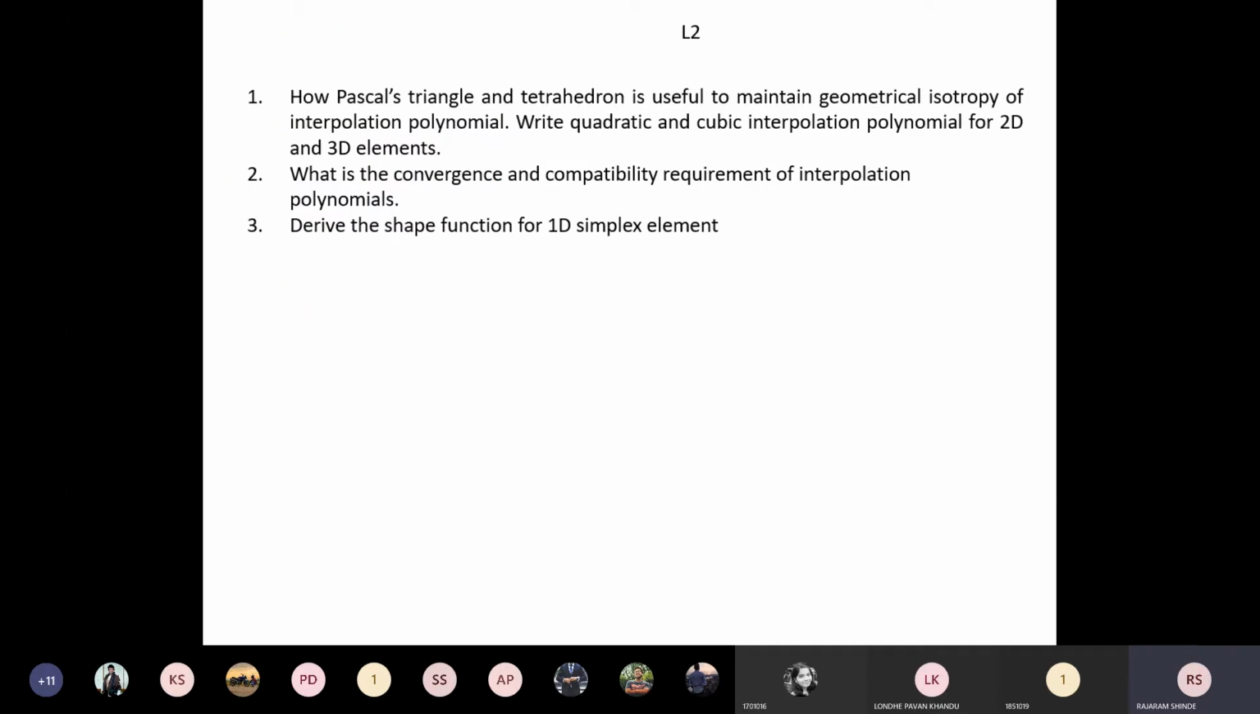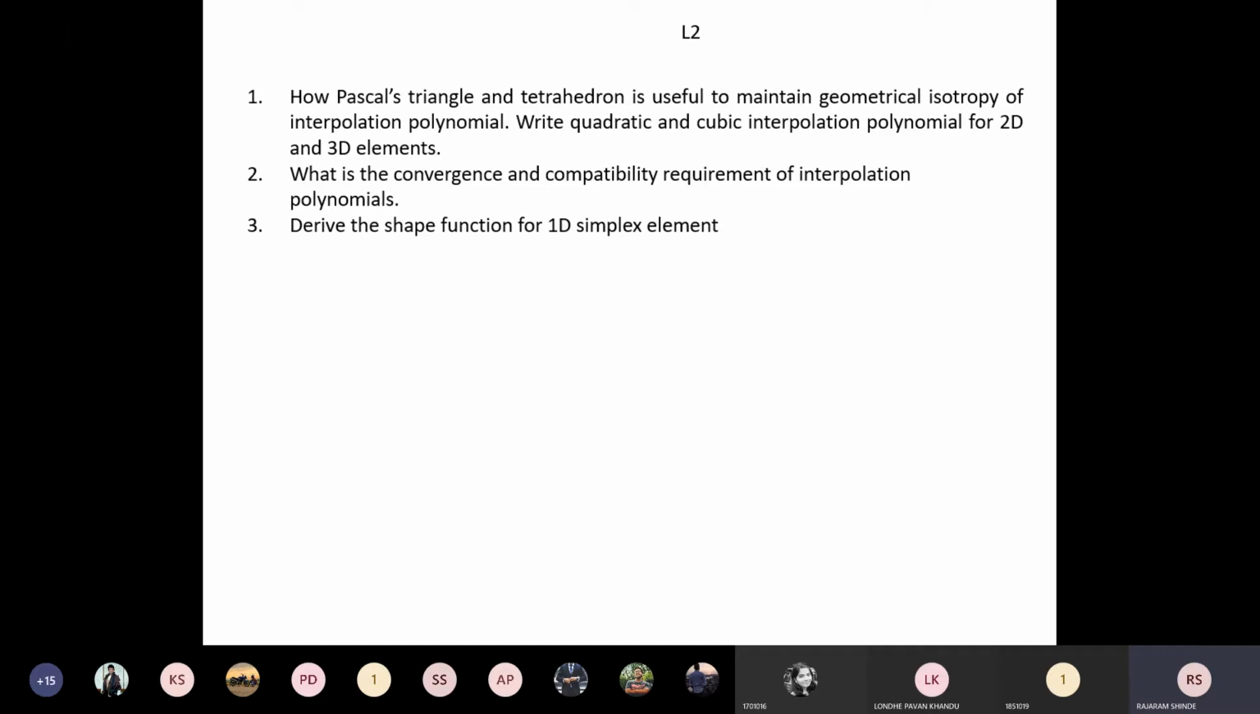Now, today I will explain how Pascal's triangle and tetrahedron is used to write the interpolation polynomial. With the help of this Pascal's triangle and Pascal's tetrahedron, we can write the interpolation polynomial for any two-dimensional and three-dimensional element. It may be a linear two-dimensional element, a higher order two-dimensional element, a linear three-dimensional element, or a higher order three-dimensional element.